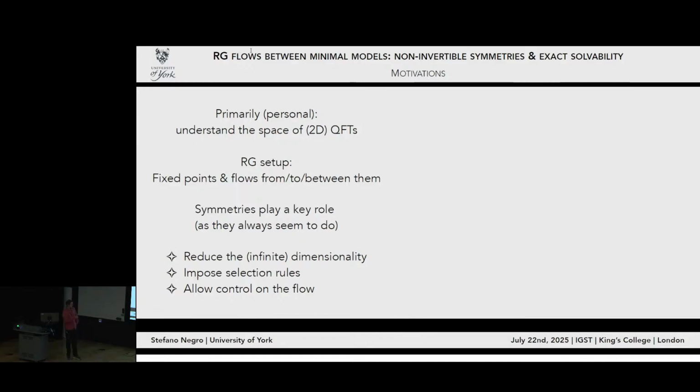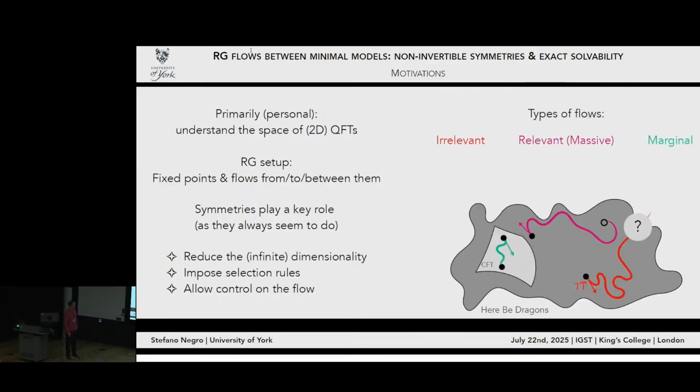But maybe more importantly, they impose selection rules, things like 't Hooft anomaly matching, and things of the sort. And if you're lucky to have enough symmetries, sometimes they allow you to control the flow, and that's what happens when you have integrability in the game, right? So these are just a few examples of why symmetries are important.